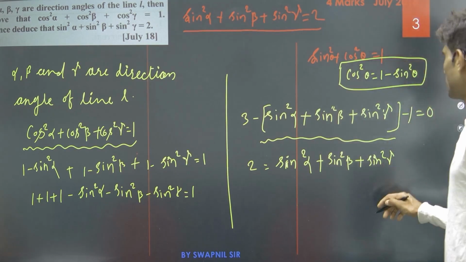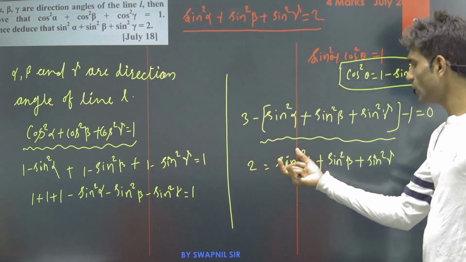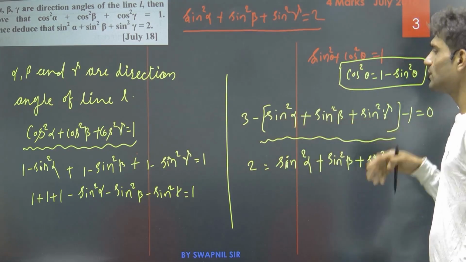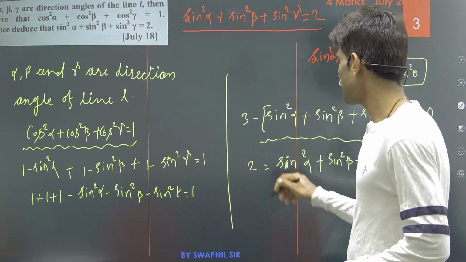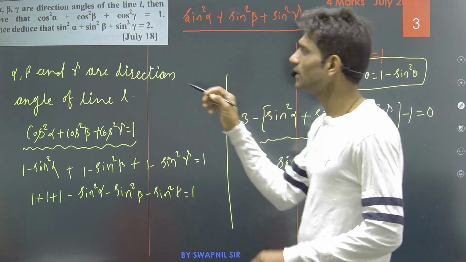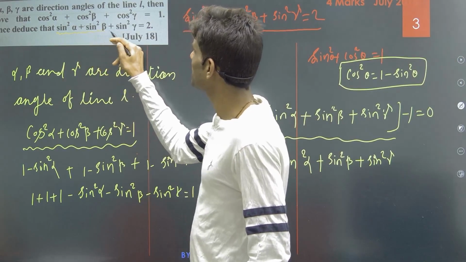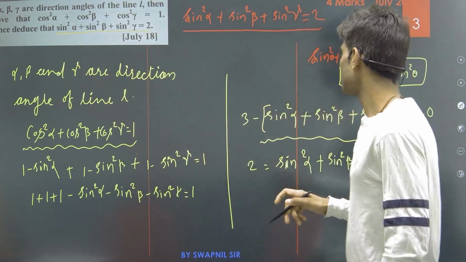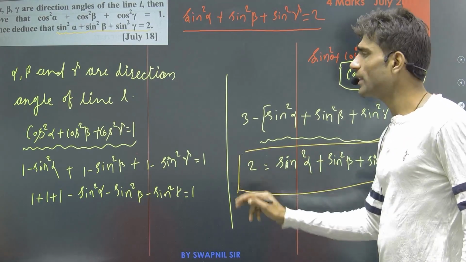I have taken the 2 to the other side, and the remaining sine square alpha plus sine square beta plus sine square gamma to one side. So we can see that this is the required proof we wanted in our given example. What we have to prove here is that sine square alpha plus sine square beta plus sine square gamma is equal to 2. So this is our required proof of the statement.